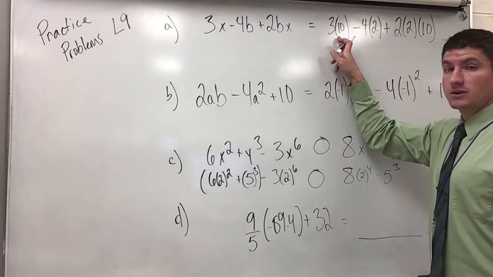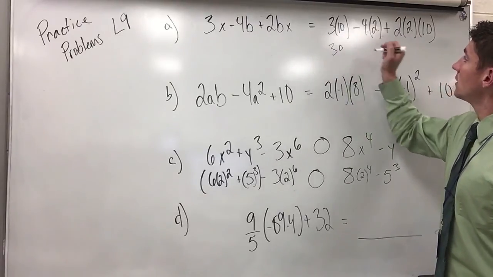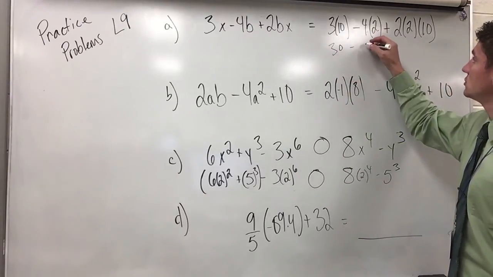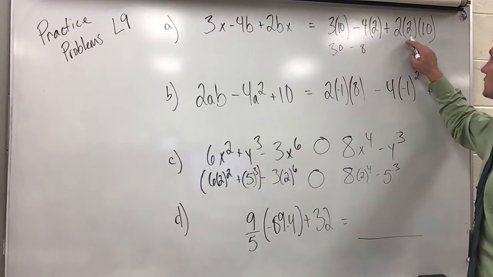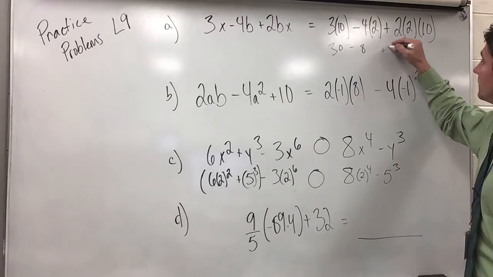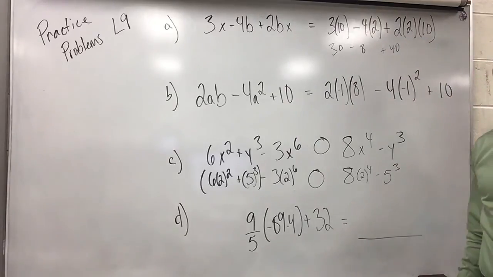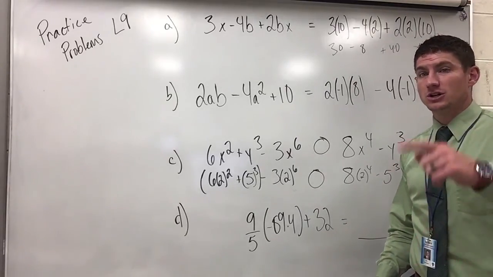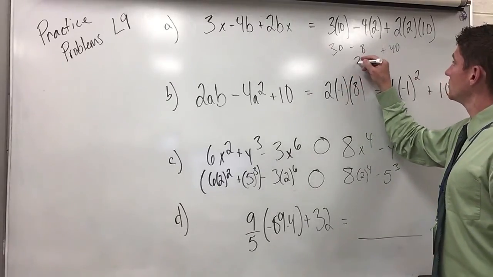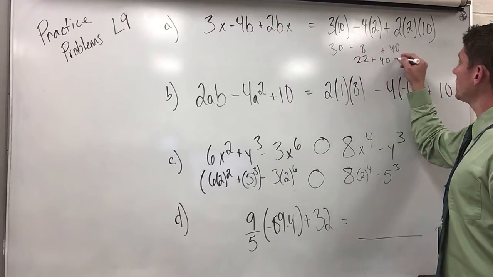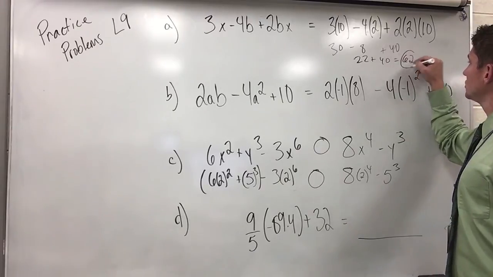The first one, 3 times 10, is going to give me 30, minus 4 times 2 is 8, plus 2 times 2 times 10. 2 times 2 is 4, times 10 is 40. And then working from left to right, because those are the exact same operation, addition or subtraction, I would have 30 minus 8, which would be 22, plus 40, gives me 62.